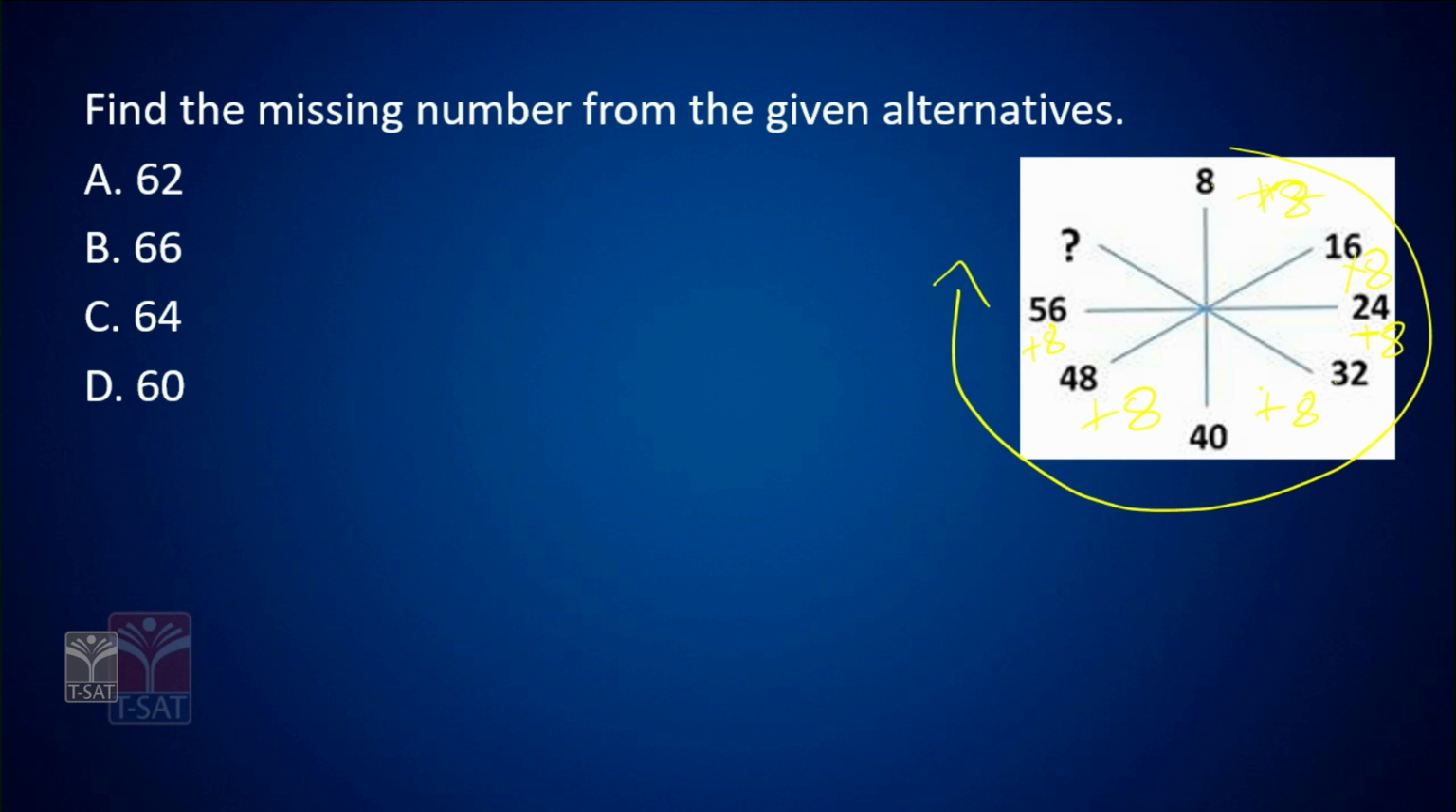So we're just adding 8 every time instead of multiplying by 2. So 56 plus 8 will give us 64. The answer option is 64. Another way of looking at it is all these numbers are some multiple of 8. If you look at the answer options, you can narrow down that 64 is the only multiple of 8 here.